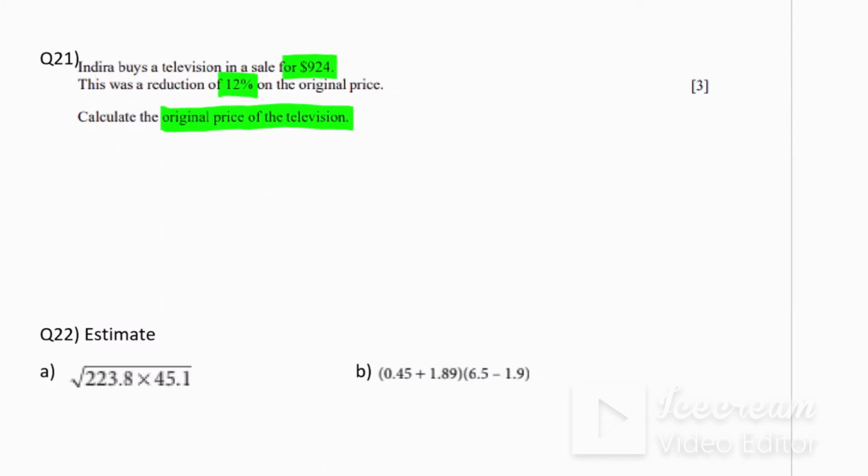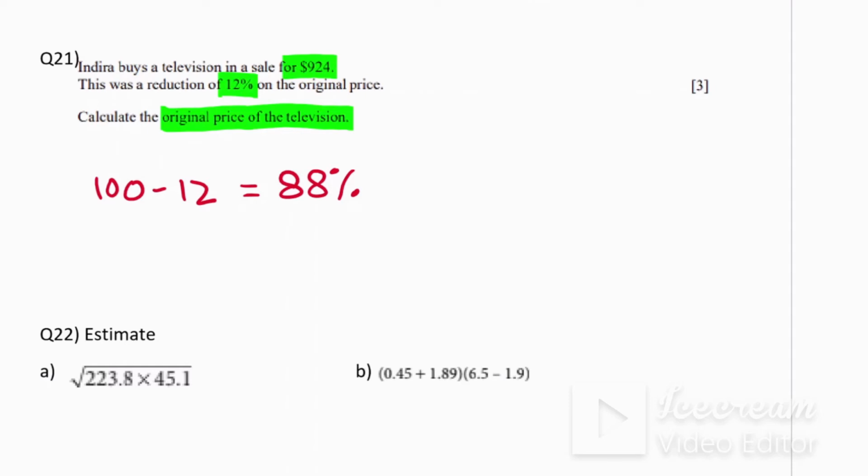Original price means the reverse percentage. So the deduction is 12%. We know that the original percentage is 100%. So 100 minus 12 is equal to 88%. It means she purchased this television at 88% of the price. She got it at 88% of the price instead of the complete 100% price.